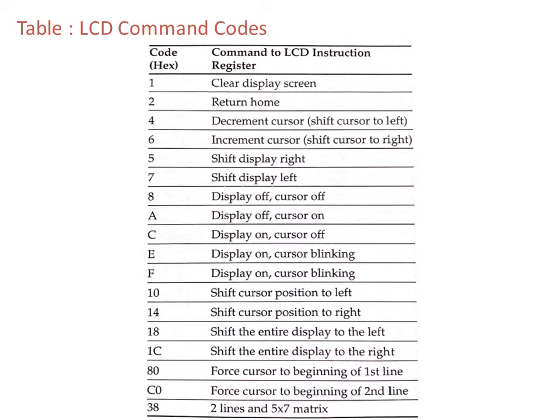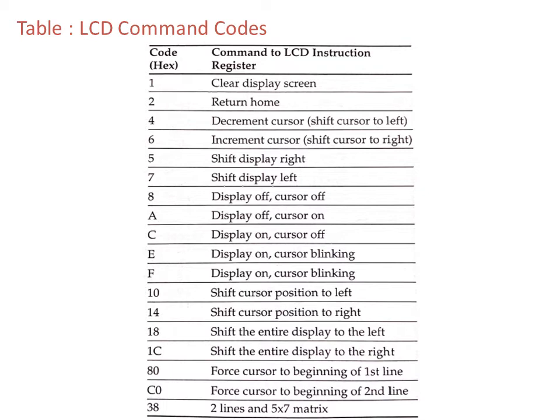14 shifts the cursor position to right. If you send 18, it shifts the entire display to the left. 1C shifts the entire display to the right. 80 forces the cursor to the beginning of the first line. C0 forces the cursor to the beginning of the second line. 38 is nothing but 2 lines and 5 cross 7 matrix selection.